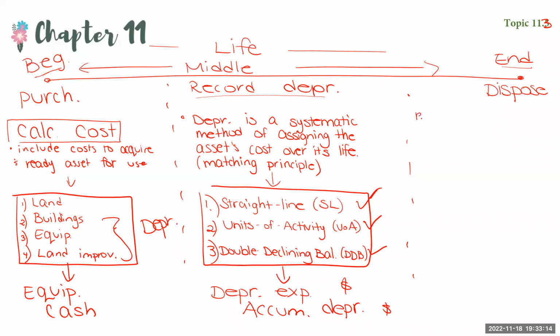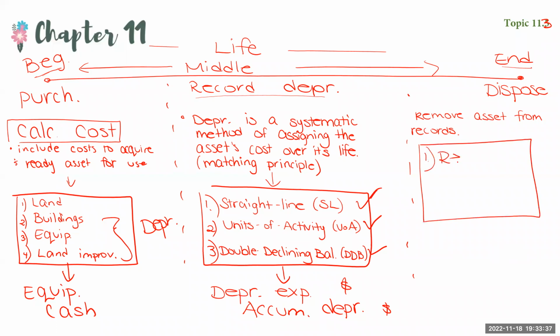Okay, so we're going to remove the asset from our records. Now, there's a couple different ways that we can dispose of a plant asset. We can what's called retire the asset. We can sell the asset, or we can exchange the asset, right?